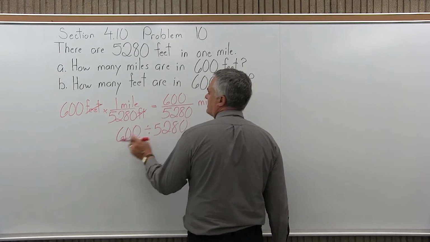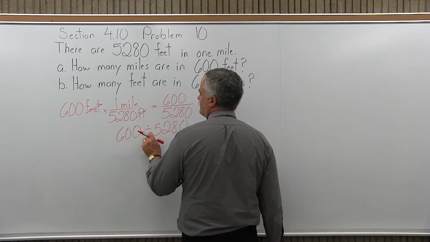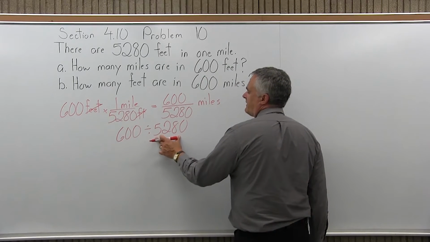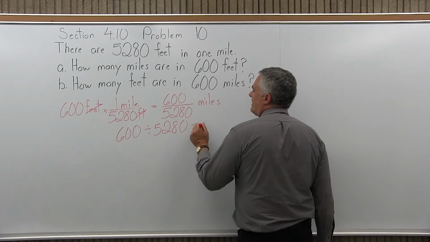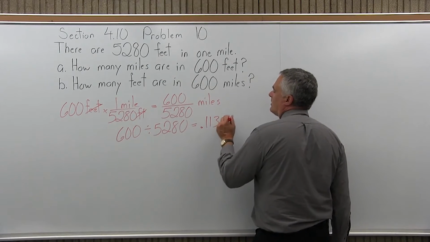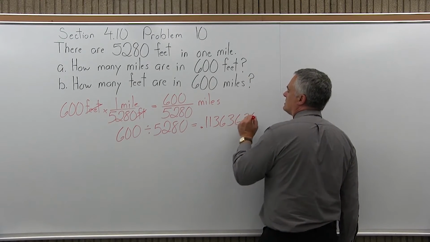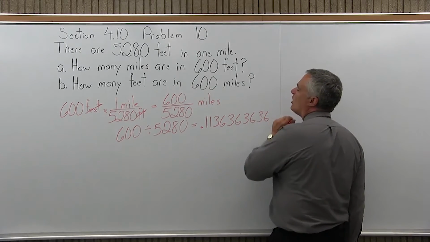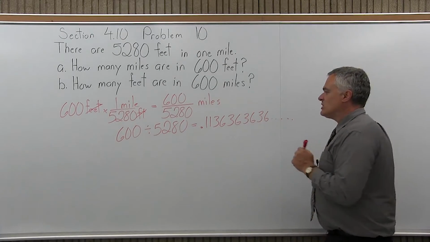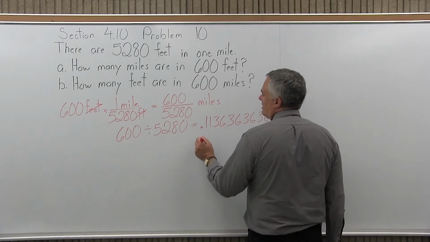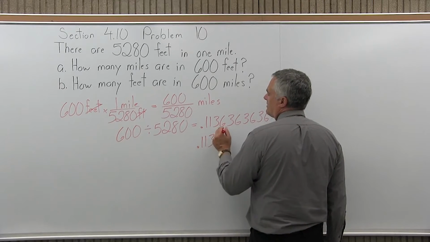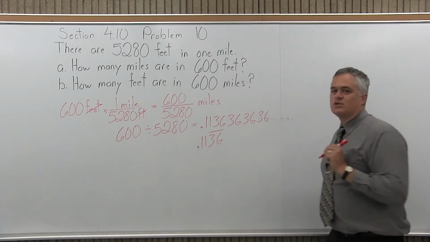Enter the numerator of 600, get that on the screen first, press your division button, then enter the denominator 5,280, and the calculator will tell you 0.1136363636. The 3 sixes go forever. So how many do you write? Well, what you can do is the part that repeats, the notation is just put a line over it.